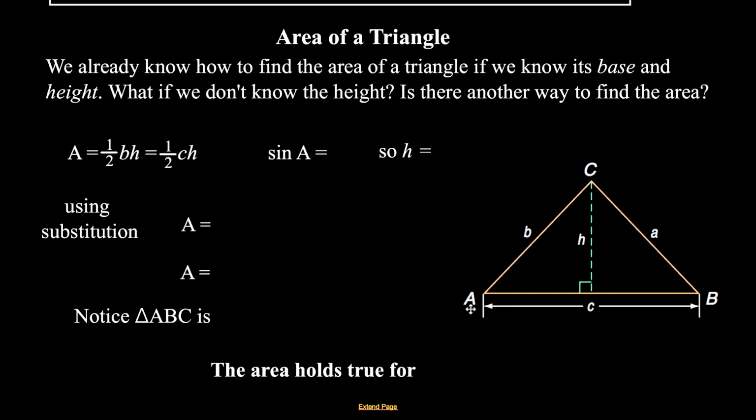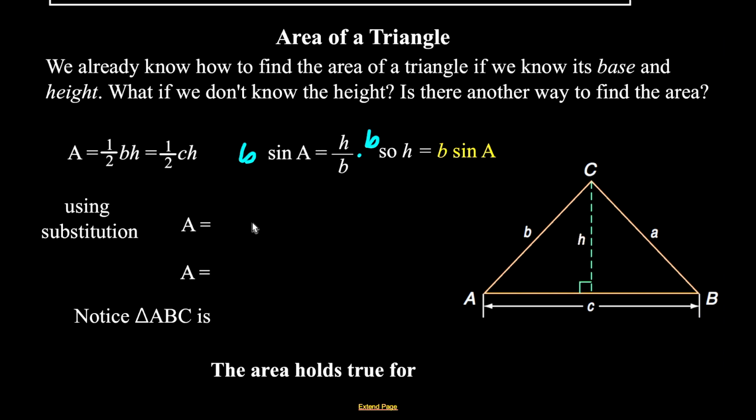For example, I could take the sine of angle A, and that would be the opposite over the hypotenuse, right? Sine is opposite over hypotenuse. So the opposite side is h, the hypotenuse is b. So this is a true statement based on the definition of the sine of an angle. If we want to solve that for h, we would multiply both sides by b. Then my b's would cancel on the right, and so h would be b times the sine of A.